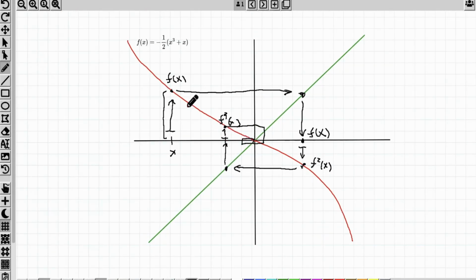But the idea is that if you have a fixed point or a periodic point, this box is going to look closed, if that kind of makes sense.